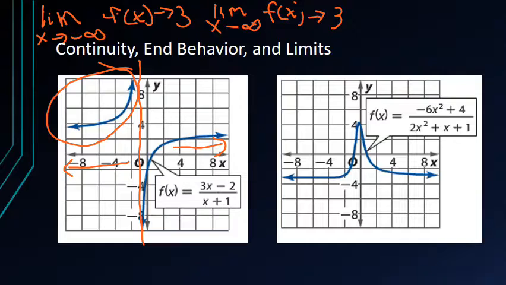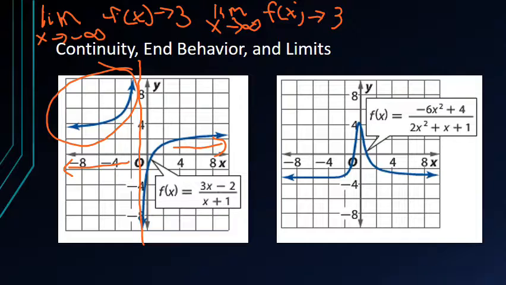So my end behavior on the left, the limit of f of x as x is approaching negative infinity, f of x is approaching 3. And on my right-hand behavior, I should have a little arrow there so we don't get confused, as x is approaching infinity, f of x is also approaching 3.